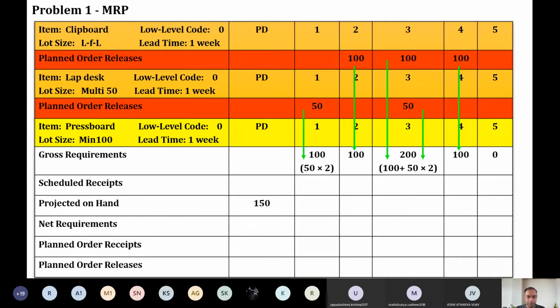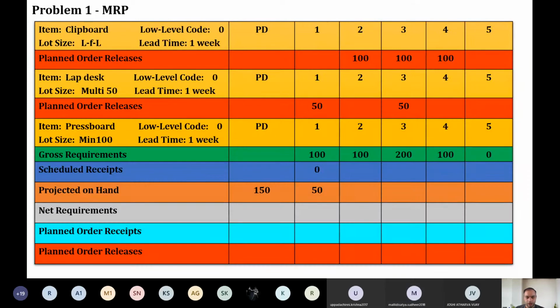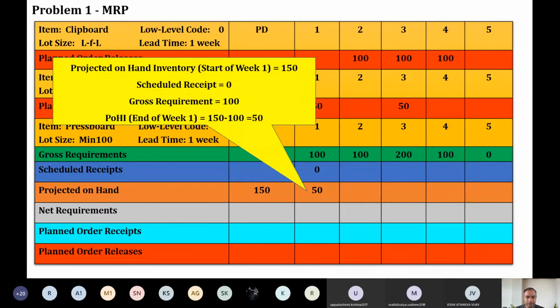Are you clear with this minimum 100 lot size option? Yes, sir. So now, we know that the projected on-hand inventory is 150. What is the gross requirement for the first week? 100. What is the scheduled receipt? 0. So what will be the net requirement? 0. We need not go for any ordering because we already have an excess of 50 items.